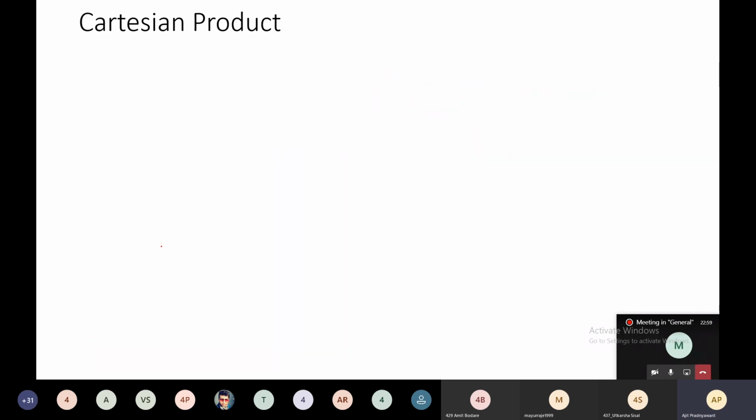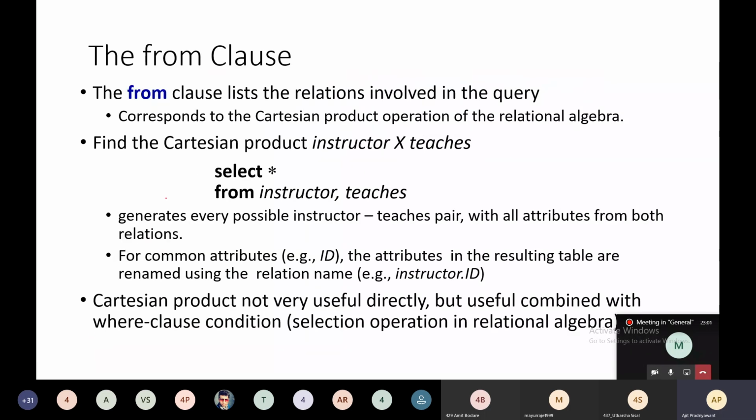I will move back and read this again. What is this Cartesian product? It generates every possible instructor-teaches pair with all attributes from both the relations. Now you can understand the meaning of this statement and what this Cartesian product is. It will generate every possible instructor-teaches pair with all attributes from both the relations.